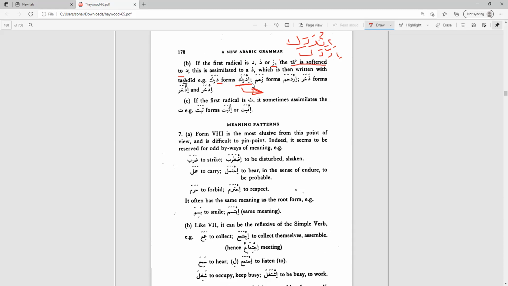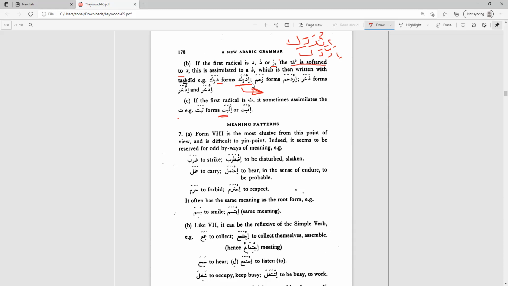It can't be verb 2, 3, 4, 5, 6, 7. There may be an additional ta, maybe the root letters are dal, ra, kaf. If the first radical is sa, it's sometimes assimilated with ta, for example, sabata becomes ittabata.